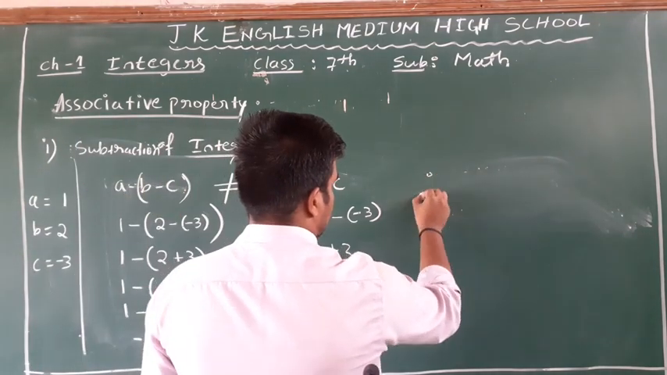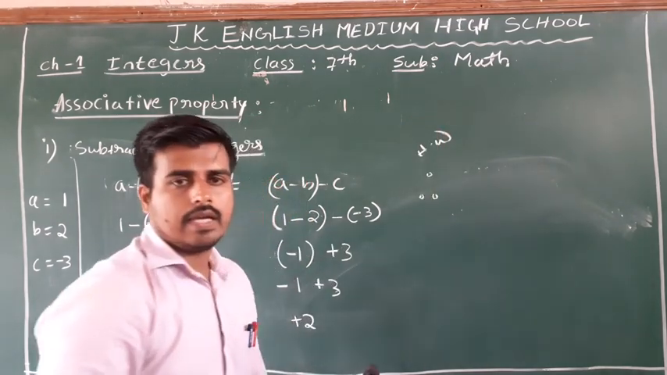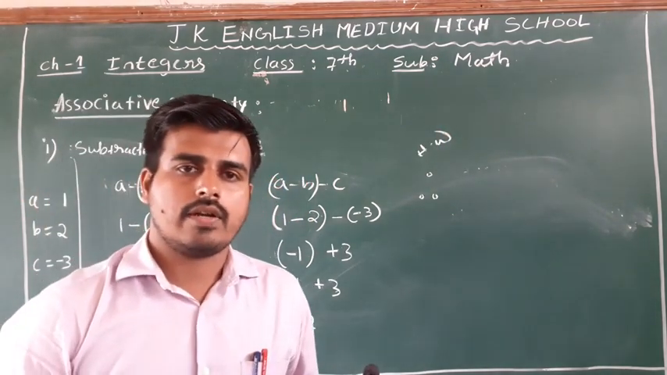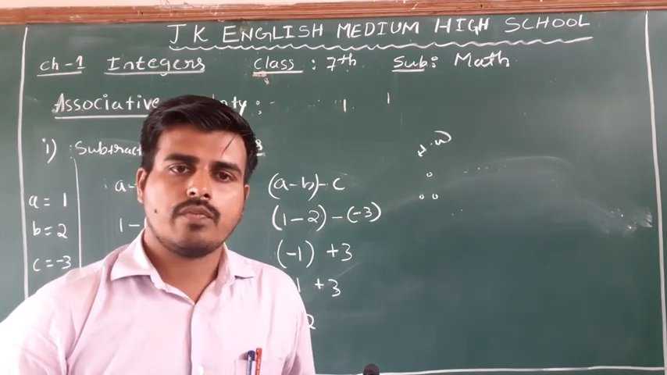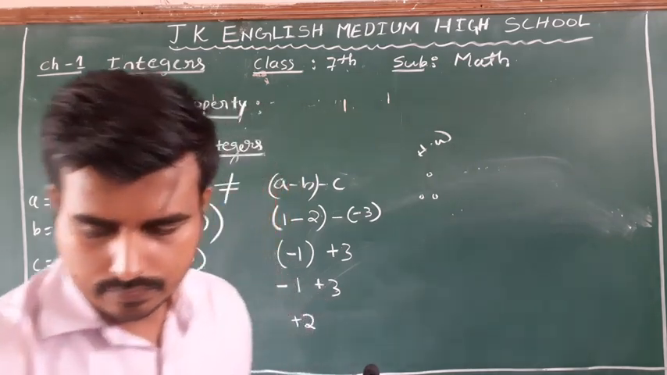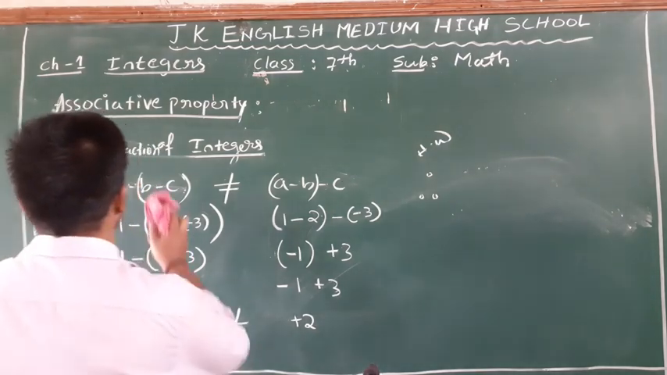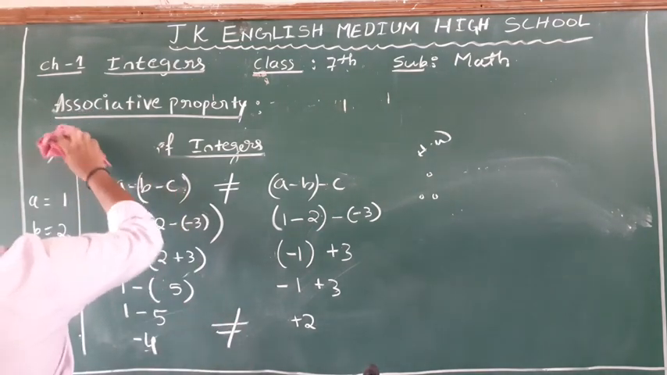You write the conclusion. I will take it as homework. Even though, I will tell, try to write it. Subtraction of integers is not associative. You write it. Take this much. Next, quickly we will move towards multiplication.